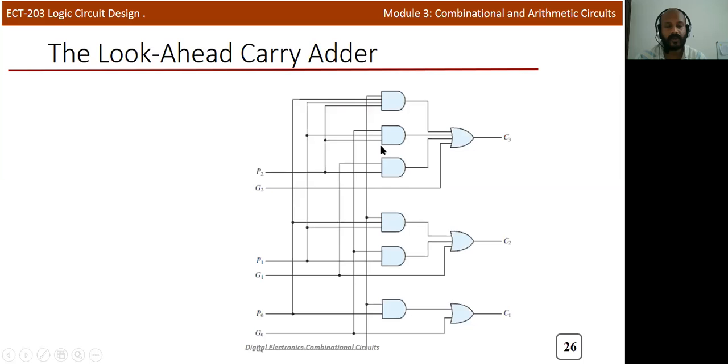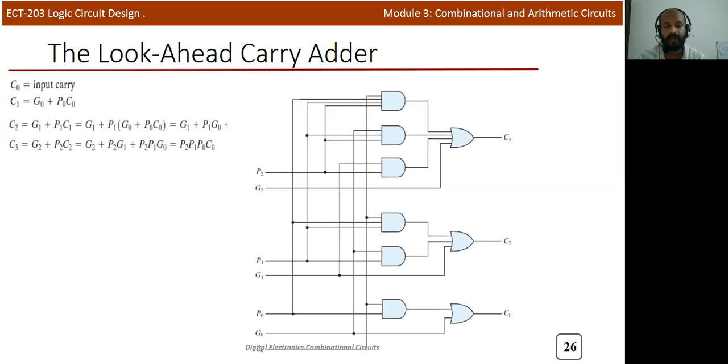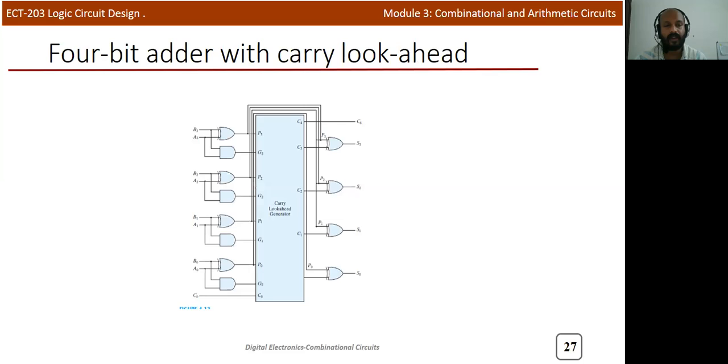That's the concept. So from that particular equation, you can implement the circuit. For example, C1 you can calculate by using G0, where P0 is one input and another input is C0. So P0 C0 and G0 can be combined to implement C1 equals G0 plus P0 C0. In a similar way, you can calculate the other values also. Now, when you implement the circuit level, the final circuit of the look ahead carry adder looks like this.